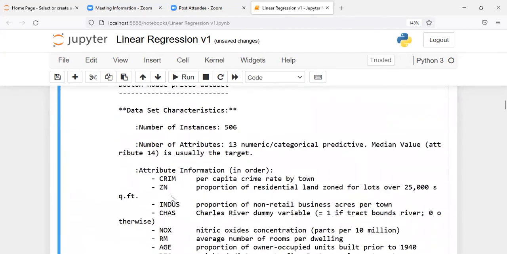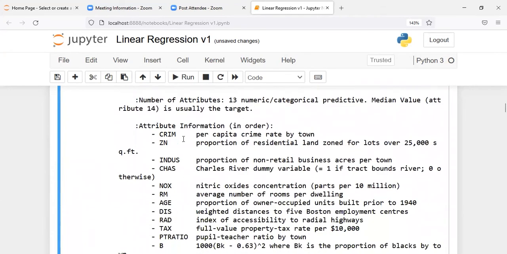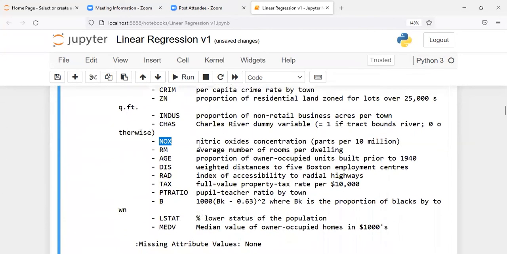We have already gone through some of these variables. You can see a short description of some of these variables. For example, when we say crime, what exactly do we mean? It means per capita crime rate by town. Secondly, when we look at the variable NOx, what is this NOx? NOx represents nitric oxides concentration, which is measured in parts per 10 million. RM is the average number of rooms per dwelling.